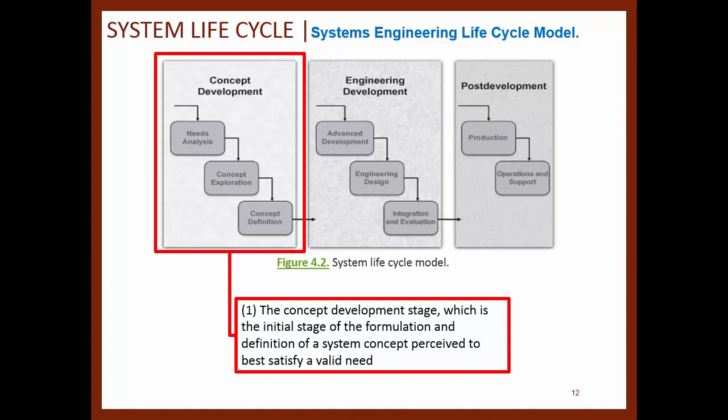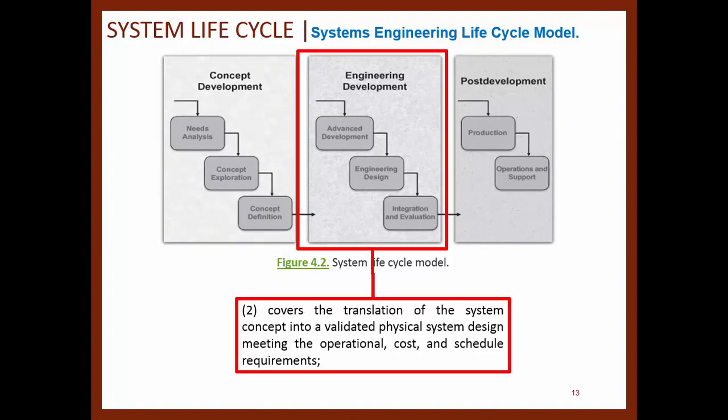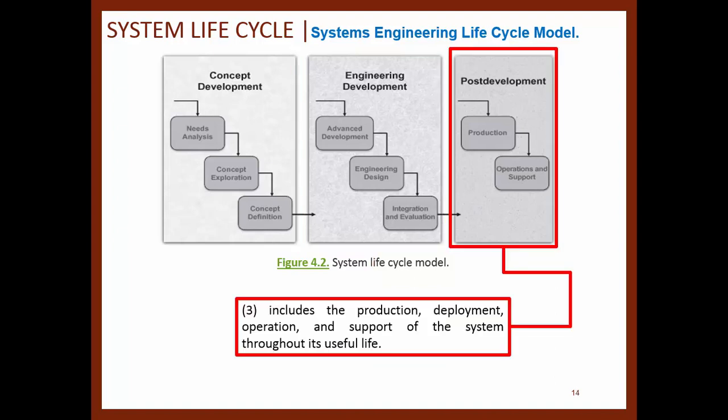The concept development stage, which is the initial stage of the formulation and definition of the system concept perceived to best satisfy a valid need. The second part, which is the engineering development, covering the translation of the system concept into a validated physical system design, meeting the operational cost and schedule requirements. And then the post-development part, which includes the production, deployment, operation, and support of the system throughout its useful life.